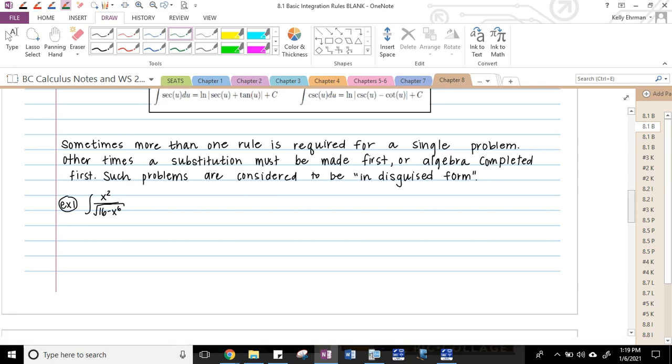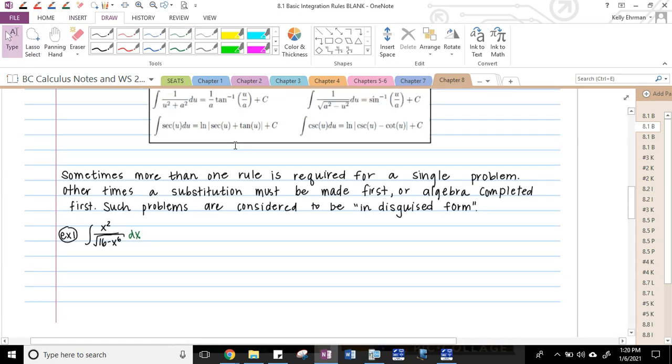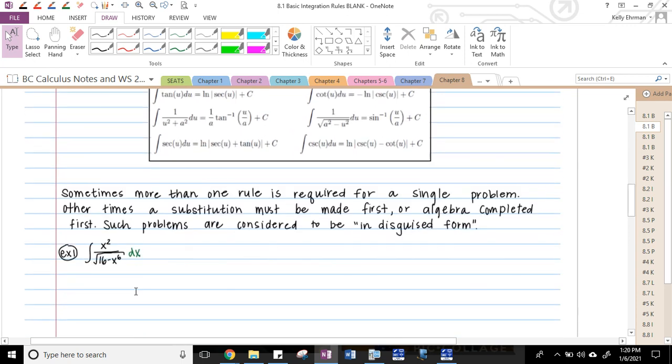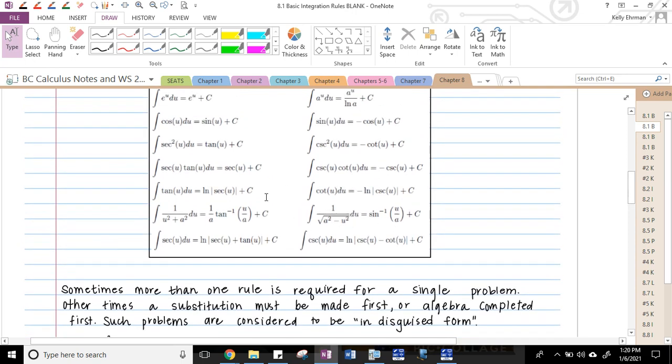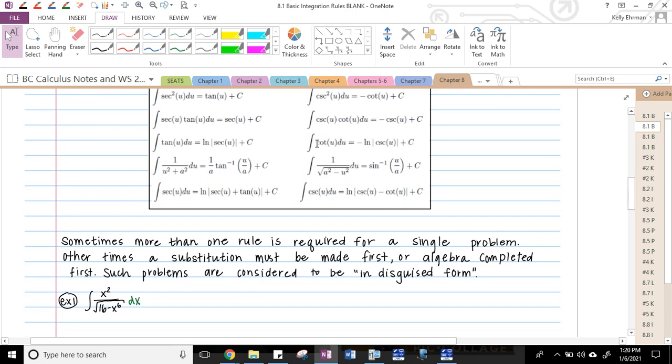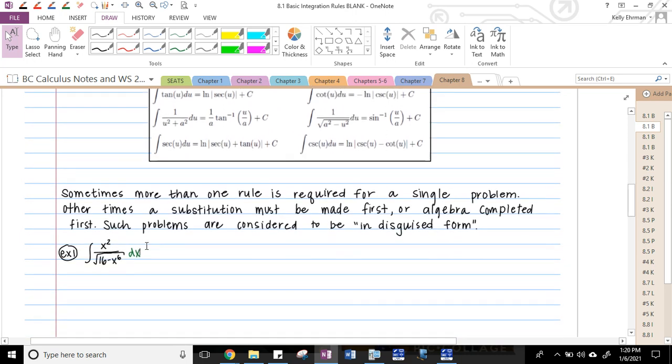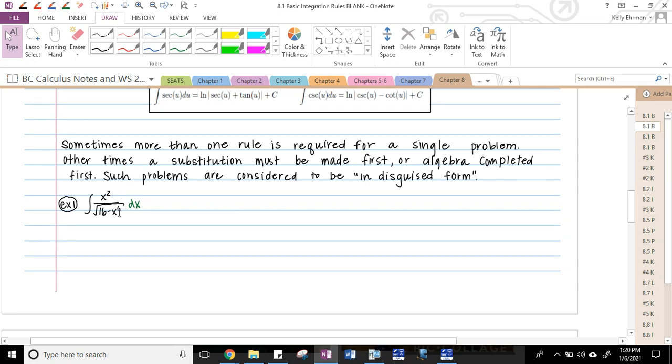An example here is this one. I've got the integral of x squared times the square root of 16 minus x to the 6th. Again, there should be a dx that probably got erased right there. Now, if you go up to our list, anytime I see square root of a difference of perfect squares, I'm thinking inverse trig, and this one's inverse sine. But it doesn't seem to be in the form of 1 over a squared minus u squared. So we just have to be careful with this. Just because that's not an x squared doesn't mean this isn't going to work. X to the 6th is a perfect square.